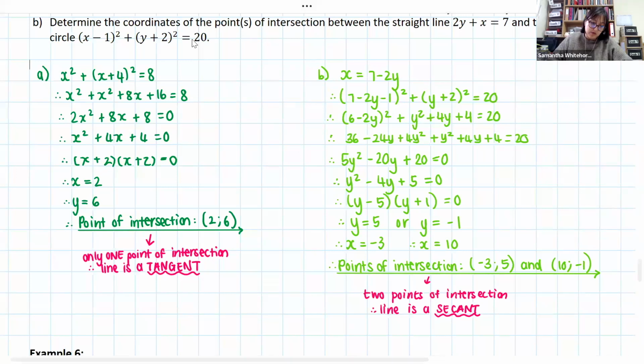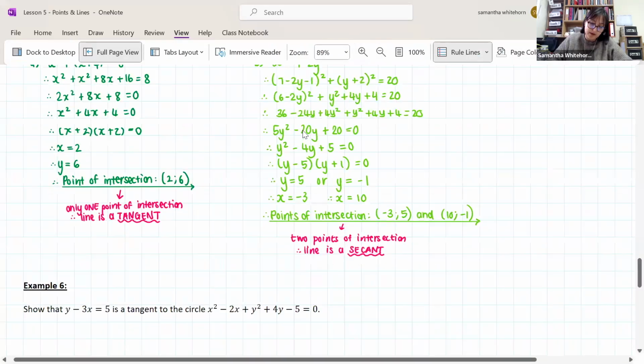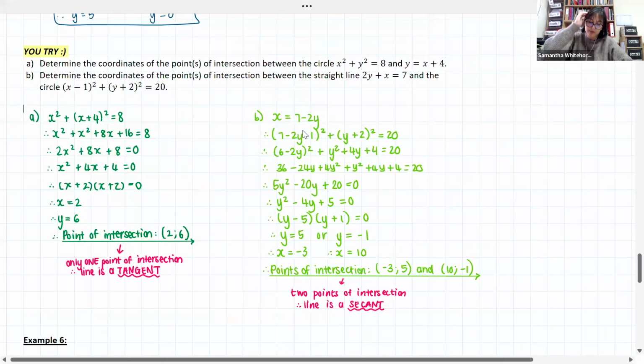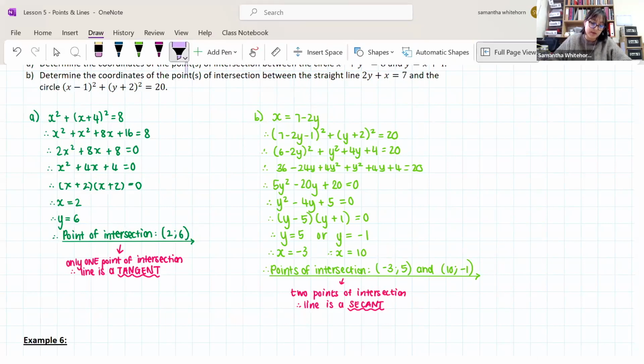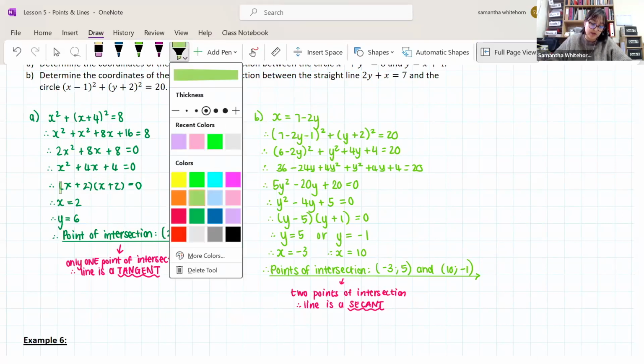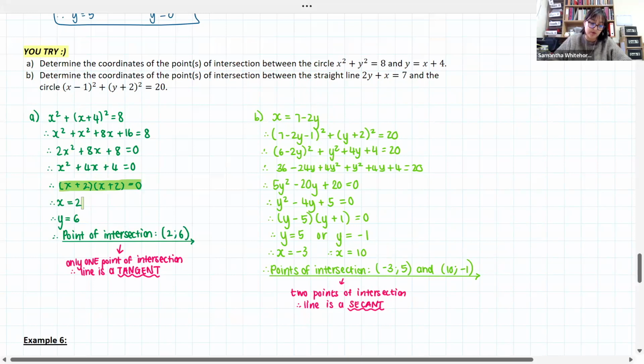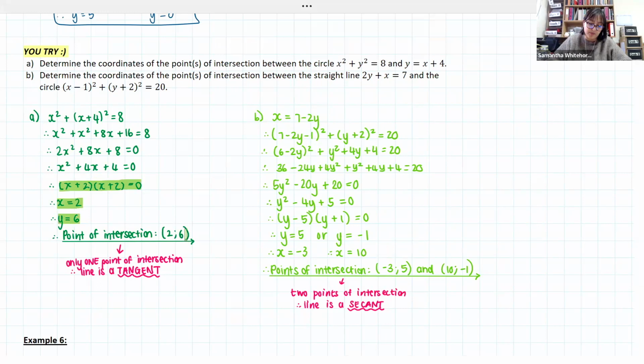Let's make it a touch smaller. Okay, so that was your example. You had to find the coordinates of the point of intersection. So what you should have found in the first one is that you ended up only getting one point of intersection because, as you can see, the brackets ended up being the same. So you had 2 brackets of x plus 2, x plus 2, which means you've only got one x value of 2. That means you can only get one y value. And so there's only one point of intersection, which means you're working with a tangent.